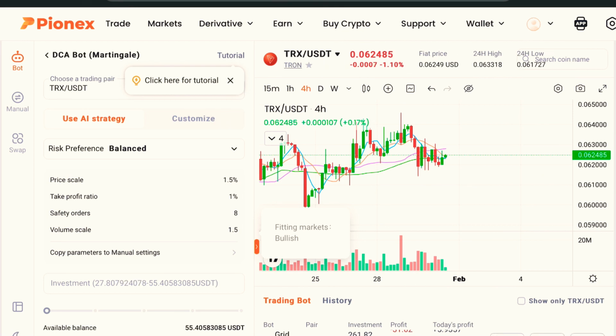So for today's example, we'll be taking TRX USDT, which is Tron. It's a coin that has been in the market for a while, and the reason I'm choosing Tron here is its price action at the moment. So that's the fundamental rule number one on where we should enter.